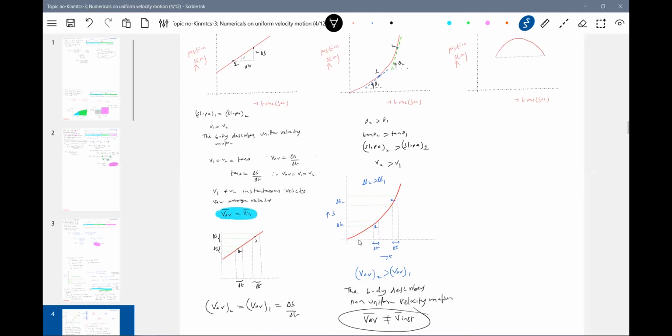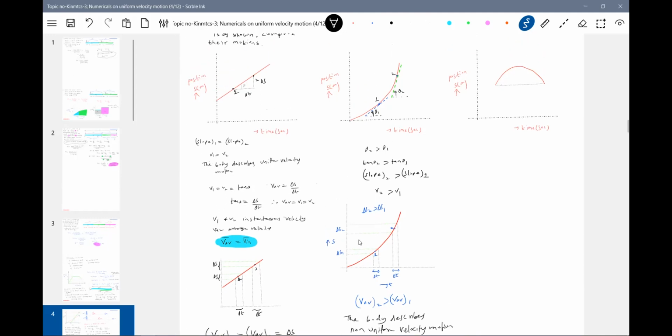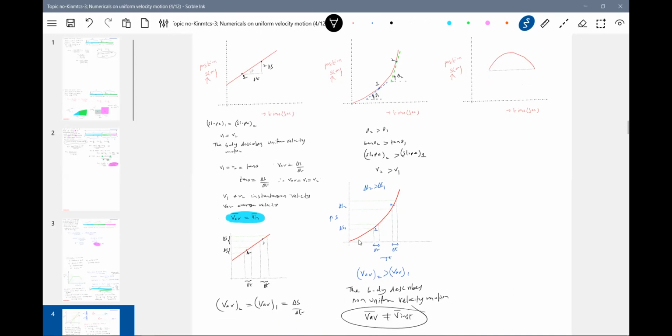Initial velocity, can it be zero? Not possible. Everywhere non-zero. Average velocity, non-zero. Both are non-zero here. So we can compare this, it's a non-uniform velocity motion. If you get a curve in the s-t graph, it's non-uniform. If you get a straight line, it'll be uniform velocity motion.